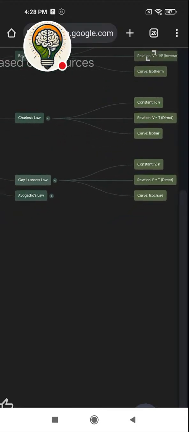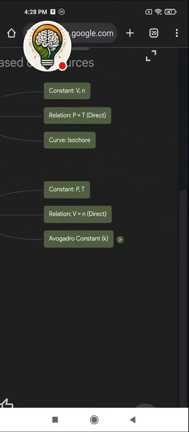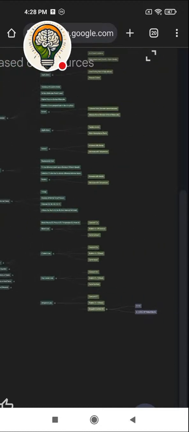Then the Avogadro law. So constant P and T, and the relation is V proportional to n, and the Avogadro constant is K. So V equals Kn, and K equals 6.023 into 10 power 23 per mole.